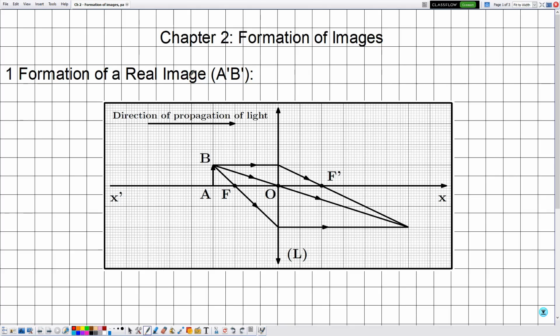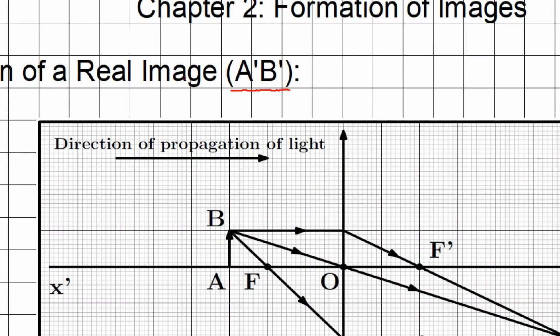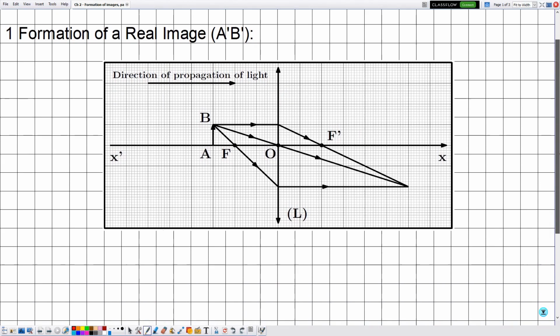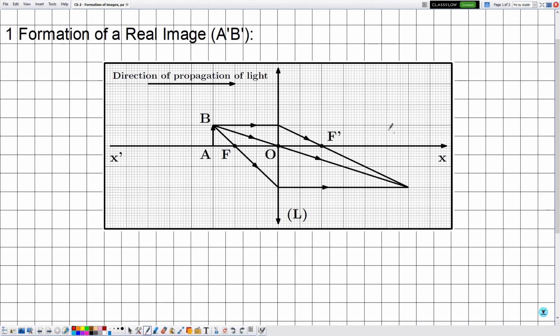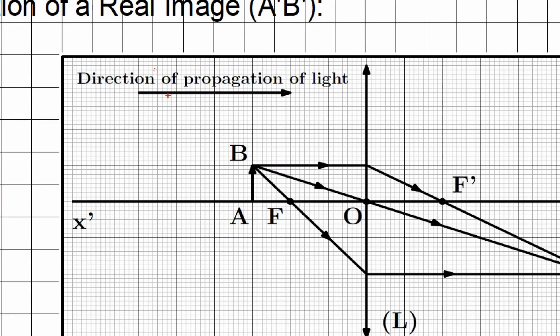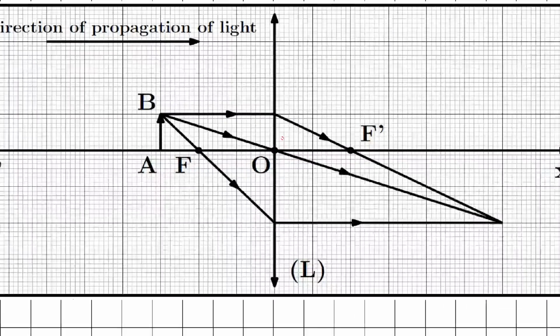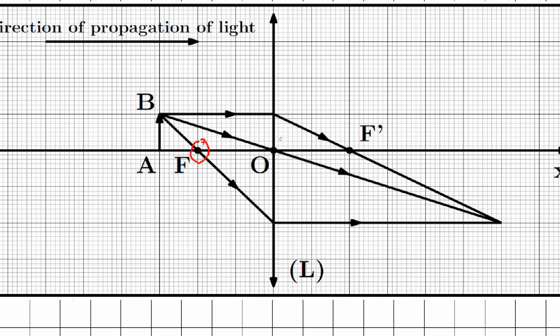So here the image is denoted by A prime, B prime, okay? So given the optical system of a converging lens, the direction of propagation of light is from left to right, and the optical axis has the same direction of propagation of light. And the lens here that we are using is a converging lens perpendicular to the optical axis at the optical center O. Now f is the object focus and f prime is the image focus, and we know that they are symmetric with respect to the optical center O.